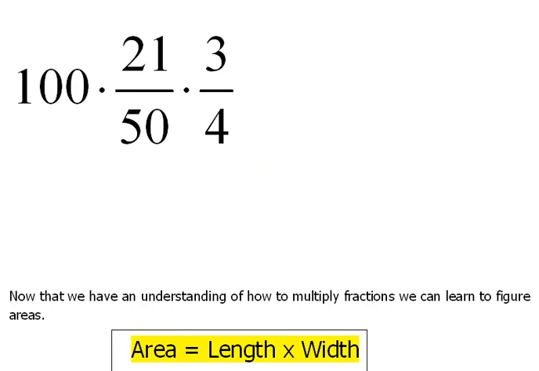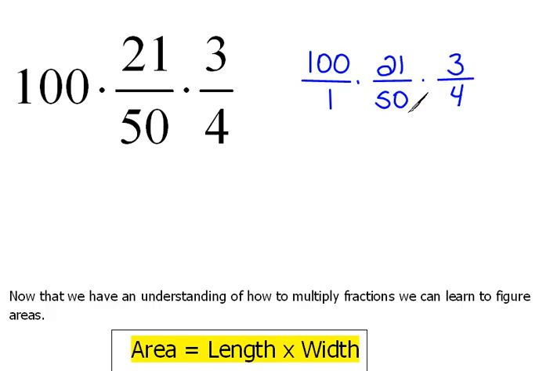Let's try another one. This one has 3 of those multiplication factors in there. So I'm going to rewrite it as 100 over 1, so I can see that as a fraction, times 21 over 50 times 3 over 4. Now at least I can see everything as a numerator and a denominator.